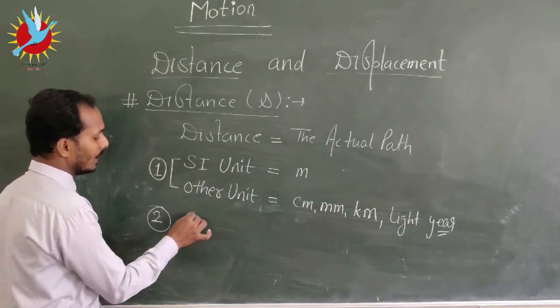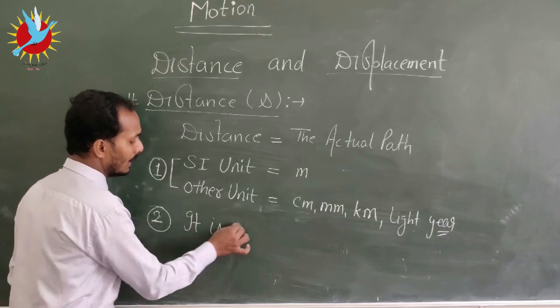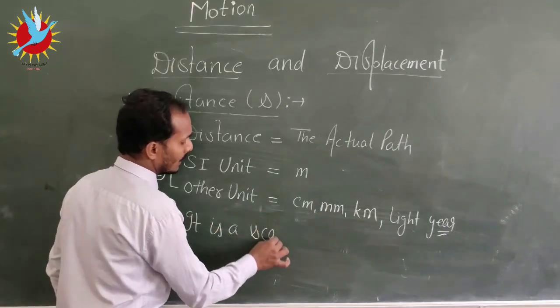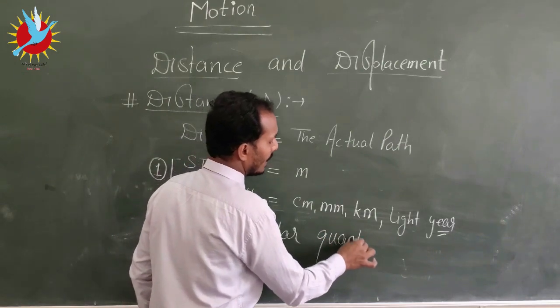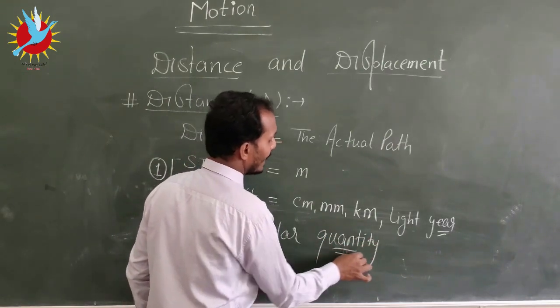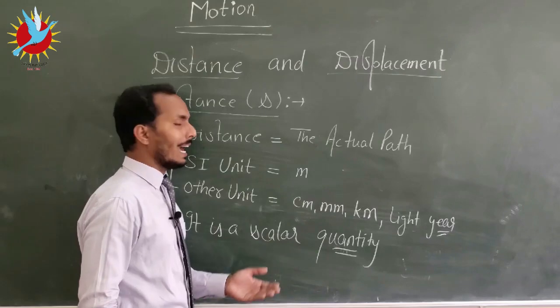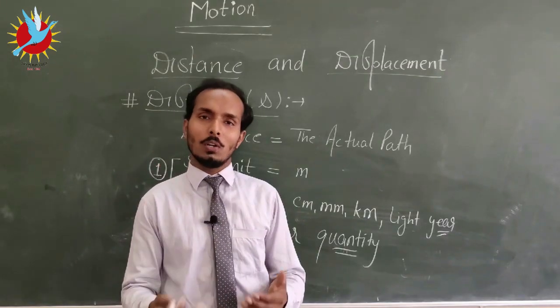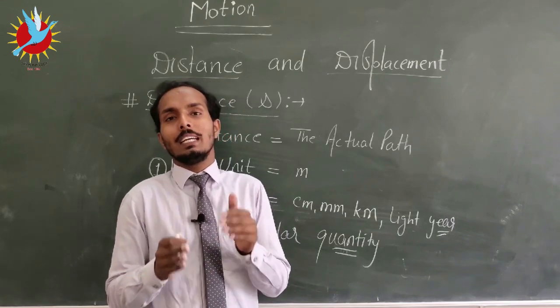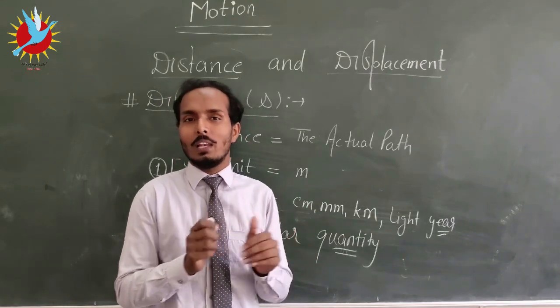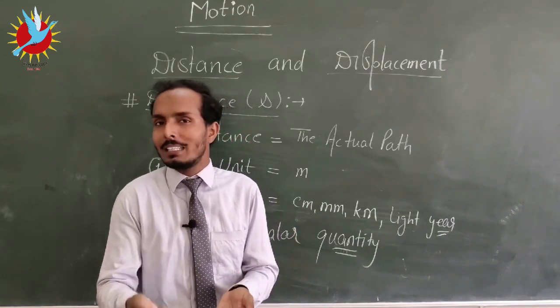Second point is it is a scalar quantity. What is the meaning of scalar quantity? Scalar quantity means it has only magnitude, not direction. It has only magnitude, it means it has only numerical value. It does not depend upon the direction.